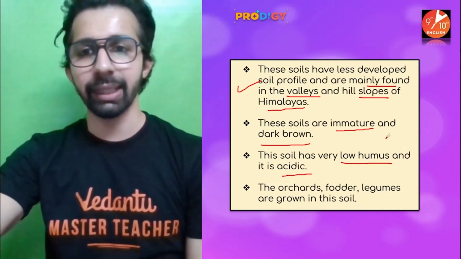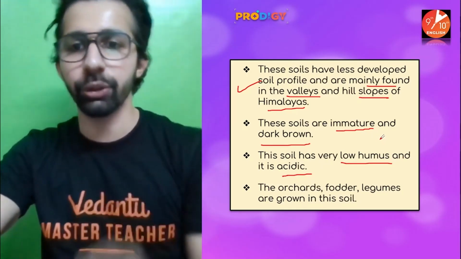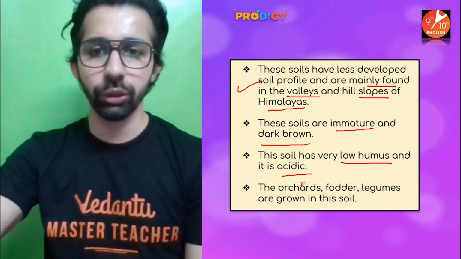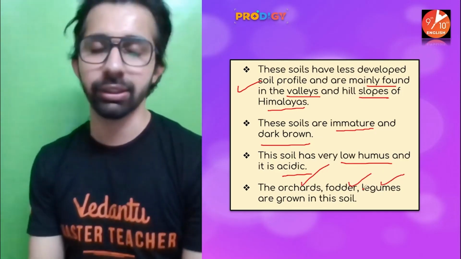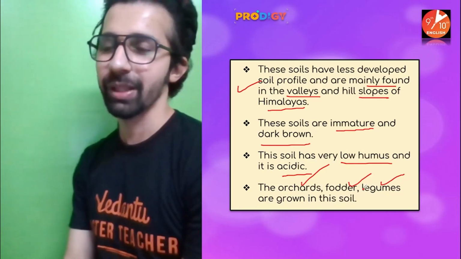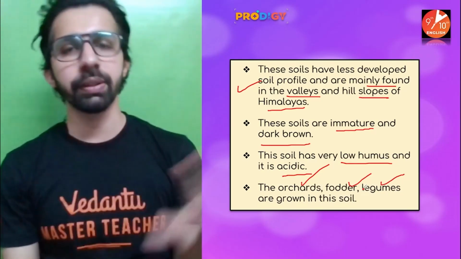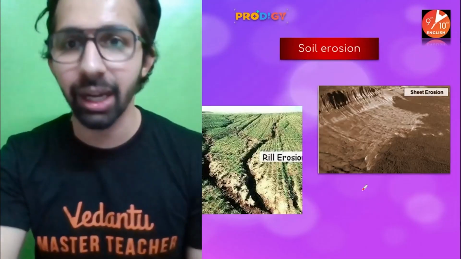My dear students, why am I underlining these points? Because these are the keywords you have to use. This soil is used for orchards, fodder, and legumes, which grow very well in this soil. Alright guys, this is the distribution of the major types of soil in India.